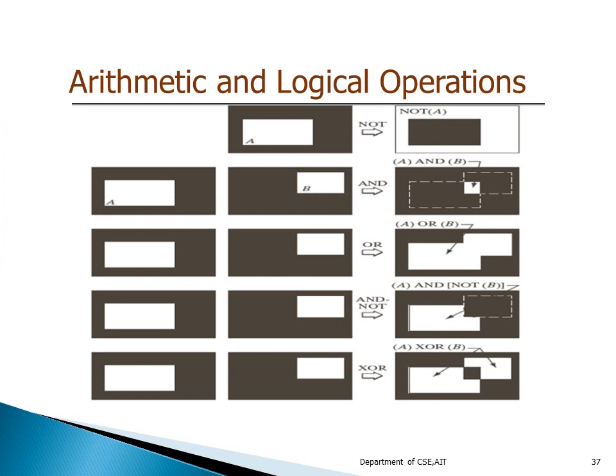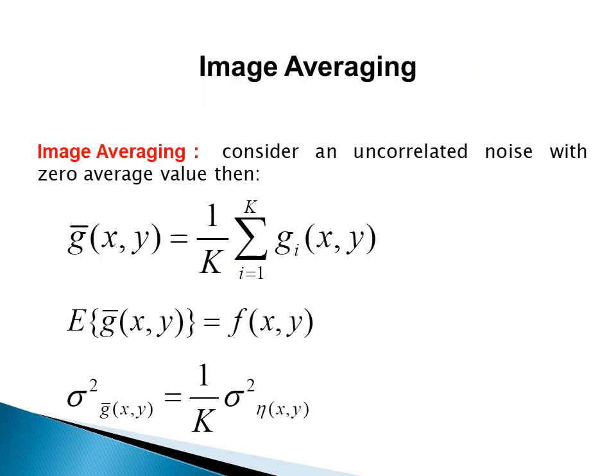So this is another slide which is depicting the operations for the arithmetic and the logical operations. We can also go for image averaging. What is this image averaging? You can go for finding the average. g of xy means it is a function. It is an image.